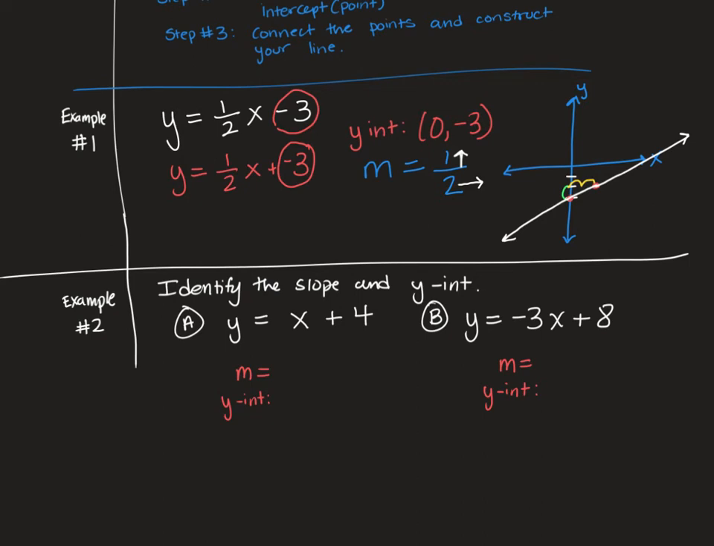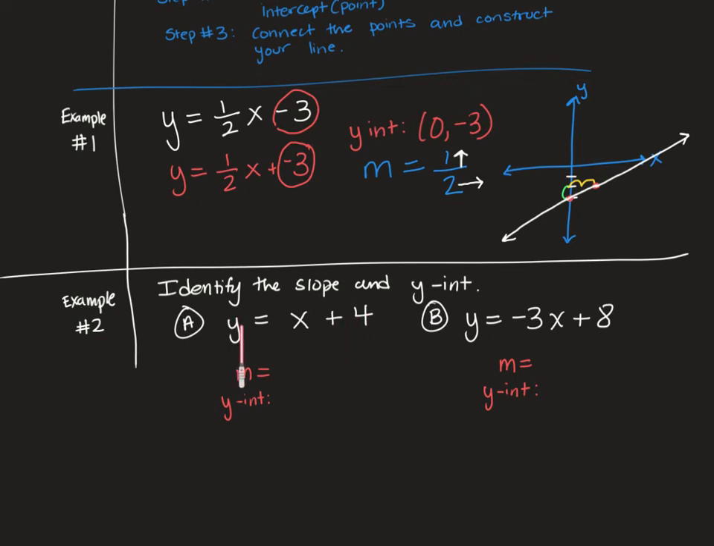So you guys can tell me in the chat, what's the slope of A and what's the y-intercept of A? And then what's the slope of B and what's the y-intercept of B? Cool, so a lot of you guys told me that my y-intercept is this (0, 4) because that's the constant.